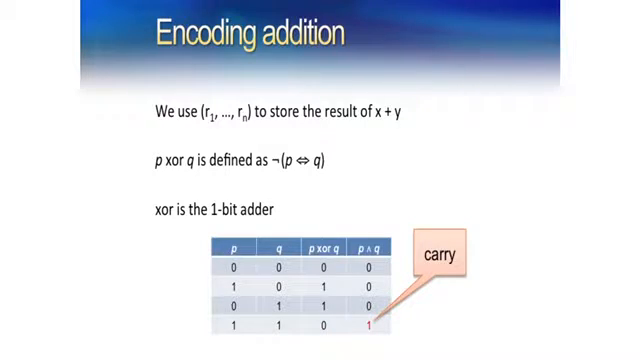And if we want to do addition, then we use our friend XOR. So we're going to compute X plus Y. P XOR Q is defined as not P equal to Q. And XOR, as you know, is the 1-bit adder. So here's P and Q. Here's XOR, which is the add of the two, and P and Q represents the carry bit.